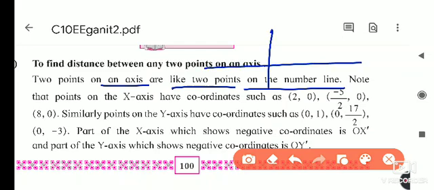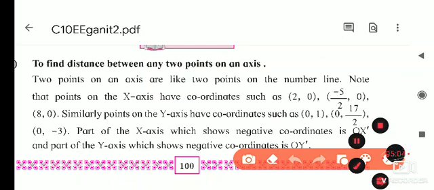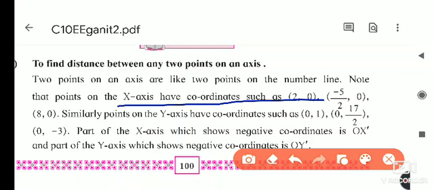Suppose these are the axes x and y, and these two points are A and B. Otherwise the points are here P and here Q. Anywhere the points are located, how to find the distance between them is given here. Note that the points have coordinates such as (2, 0), (-2/5, 0), (8, 0). It shows that the y coordinate is 0, meaning these points are located on the x axis.